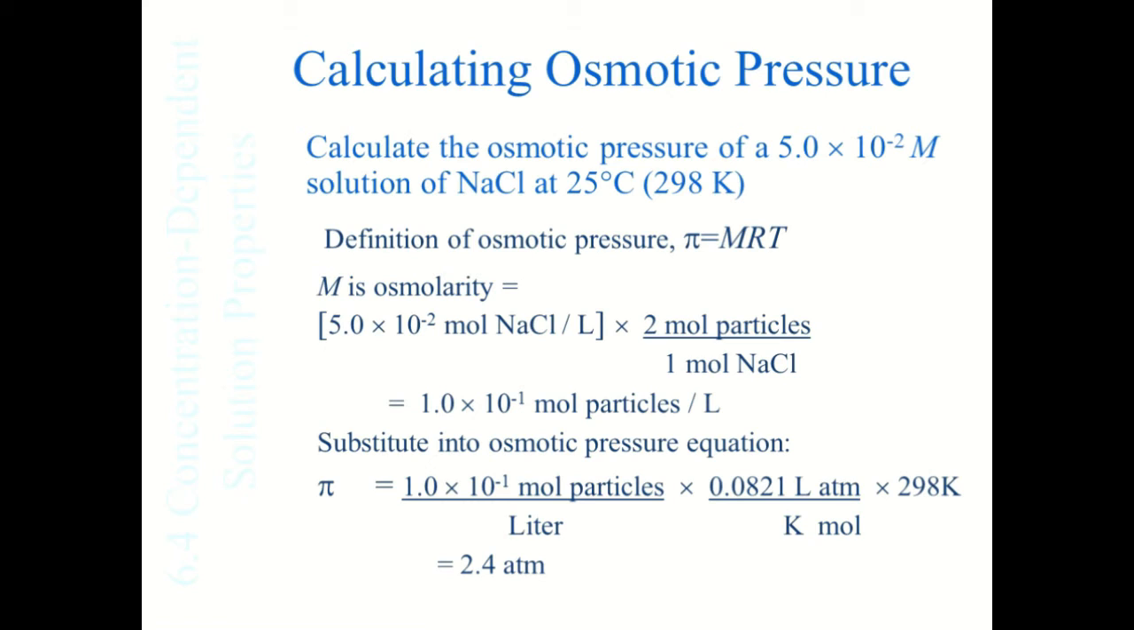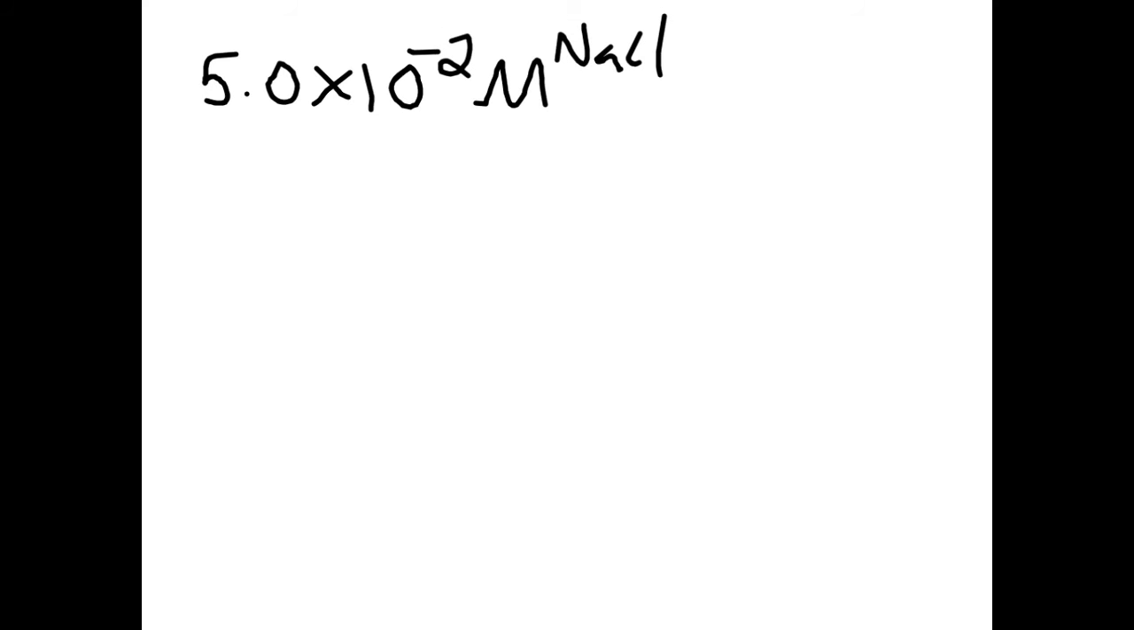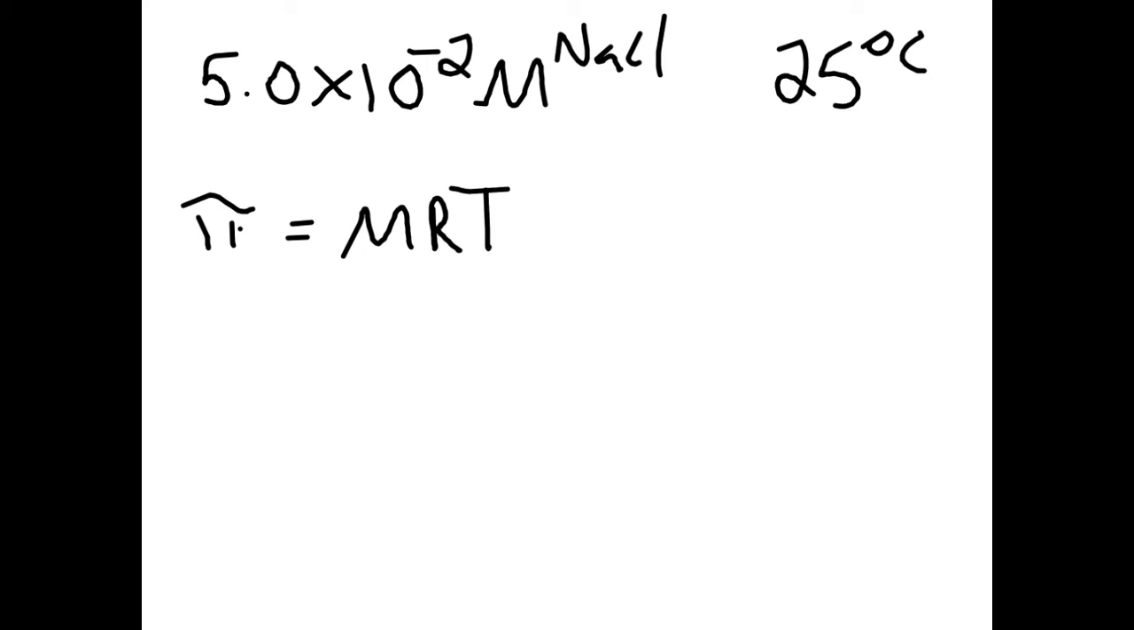Here's another question just like it. Calculate the osmotic pressure of a 5.0 times 10 to the negative 2 molar solution of sodium chloride. It's at 25 degrees Celsius. Pi equals iMRT.